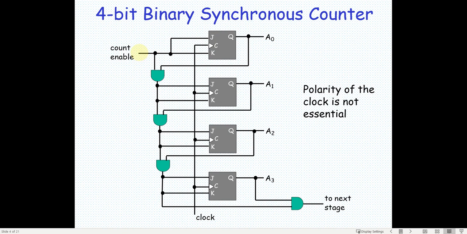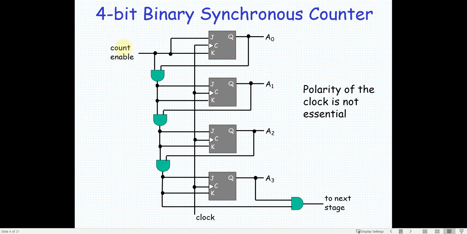When the count enable goes low, what happens? J and K both will become 0 here. Again, since it's an AND gate, J and K is going to be 0 because this 0 is fed here. This 0 will get transmitted here, so it will maintain whatever was the previous. J and K will become 0 for all.